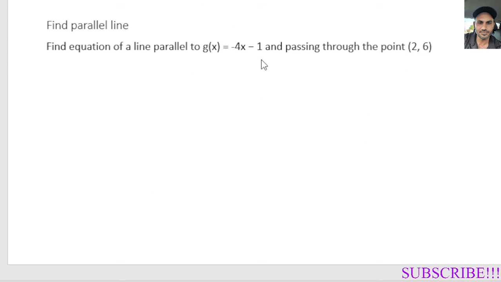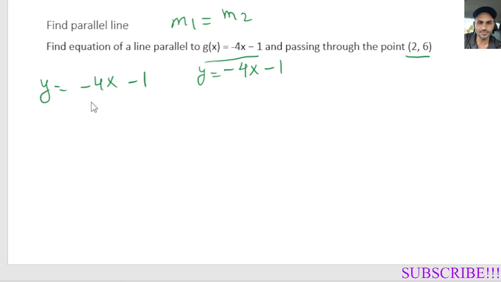All right, let's do the next example. Here we're trying to find the same thing, an equation of a line which is parallel to this equation and passing through this point. So we use our prior knowledge that the slopes of the two lines have to be the same. The first line is g of x. I'm going to change that into y equals negative 4x minus 1. This is the slope-intercept form that we are familiar with. This is your slope and this is b, the y-intercept. So m1 equals negative 4. From here we know that m2 has to be equal to negative 4 as well. They have to have the same slope.